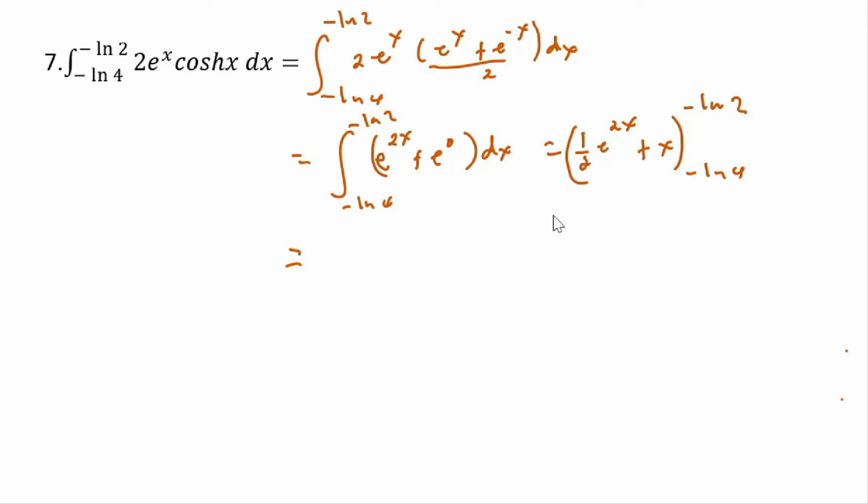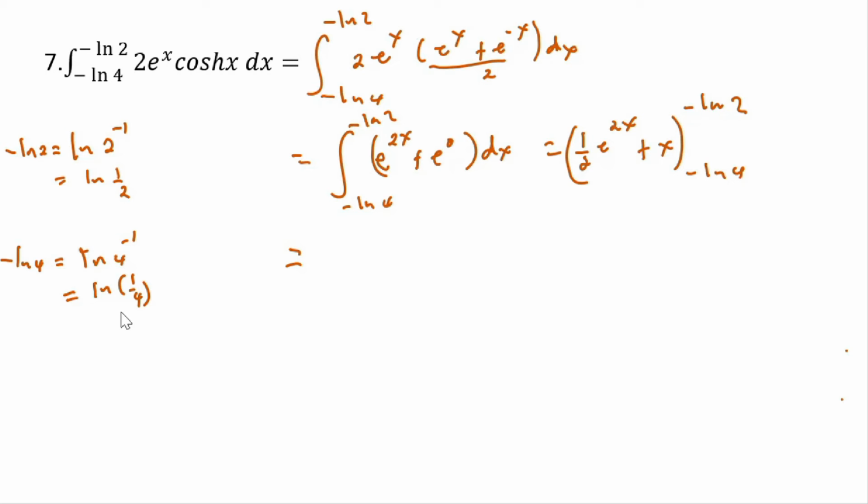Now, before we evaluate, let us rewrite the meaning of the negative ln of 2 by using the power rule in the natural logarithm. The negative ln of 2 can be written as ln of 2 to the power of negative 1, and that is now equal to the ln of 1/2. While the other one, the negative of ln of 4, can be written as ln of 4 to the power of negative 1, or that is now ln of 1/4.